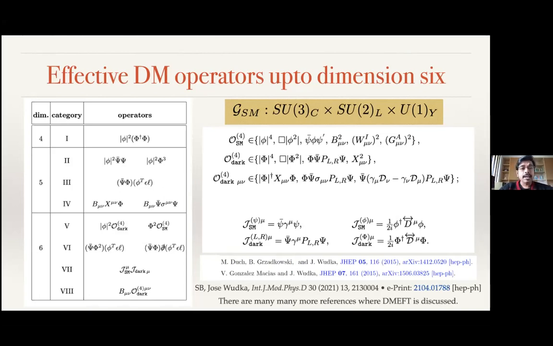Now, basically, in the rest of my talk, I will focus on two operators. One is this B mu nu X mu nu phi, and the other operator will be this J mu SM J dark mu, where J mu SM is essentially constituted of psi bar gamma mu psi, and similarly for the dark sector it is the same. Okay, so we will come to that.